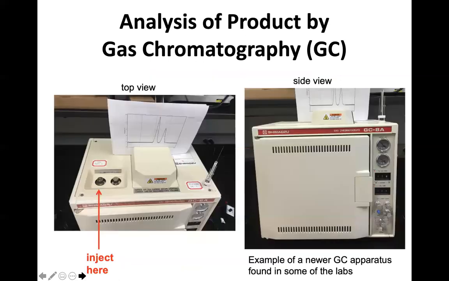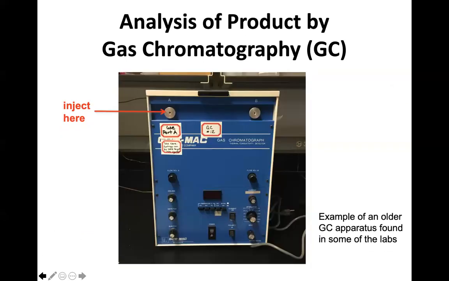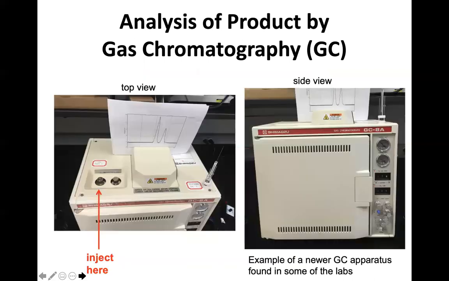This is some of the newer GC machines that we have. For this one, the injection port is on the top of the machine. So this is the front face of the machine over here. This is the front and this is the top. And the injection port is located on the top, whereas for the old machine, the injection port is located in the front of the machine, okay? When in doubt, ask a TA, but it's pretty self-explanatory. Okay, so you're going to inject your sample. We're going to show you how, and there's going to be a detailed description of how to use the GC machine.